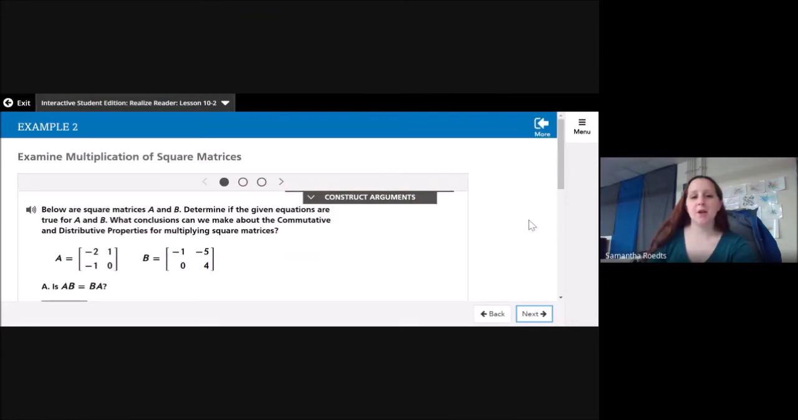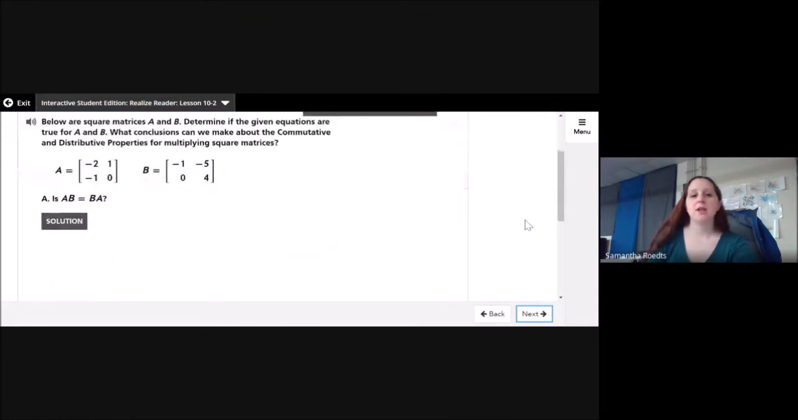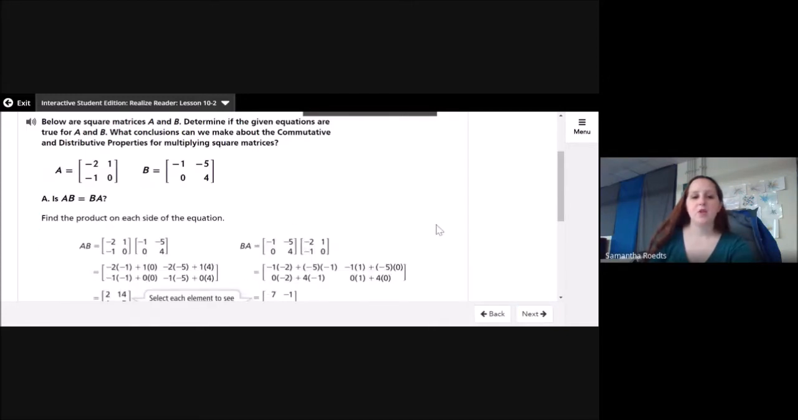Example two, examine multiplication of square matrices. Below are square matrices A and B. Determine if the given equations are true for A and B. What conclusions can we make about the commutative property and distributive properties for multiplying square matrices? So I want to know, is A times B equal to B times A? So I find the product on each side of the equation.